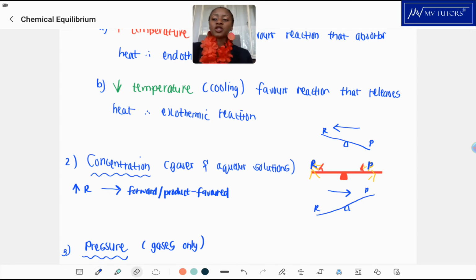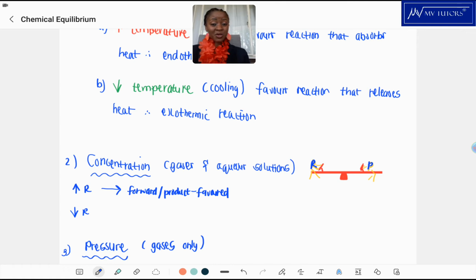But what would happen when you decrease the reactants or decrease the products? Let's say you decrease the reactants. Now the reactants have lost weight. They haven't gained. They were so busy and stressed out because of exams and they lost weight. So if they lose weight, the products will become heavier, right? We need to go and help the reactants, guys. We need to help them gain some weight so that we can get back to equilibrium.